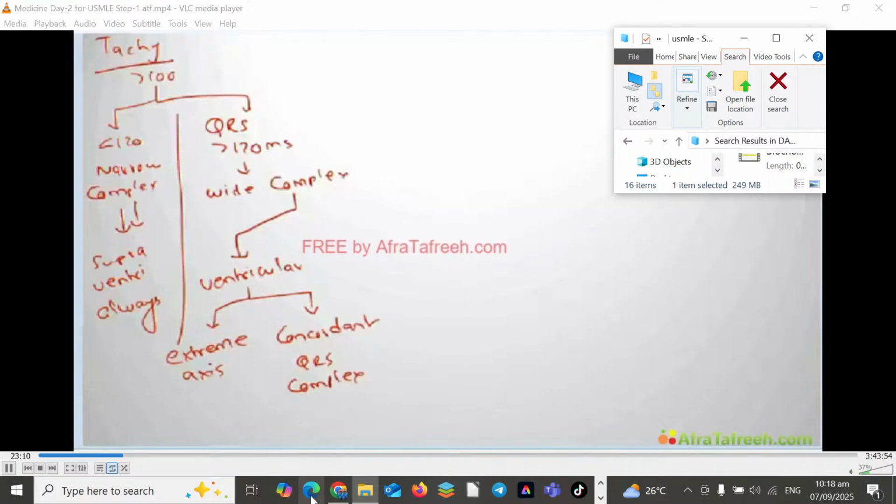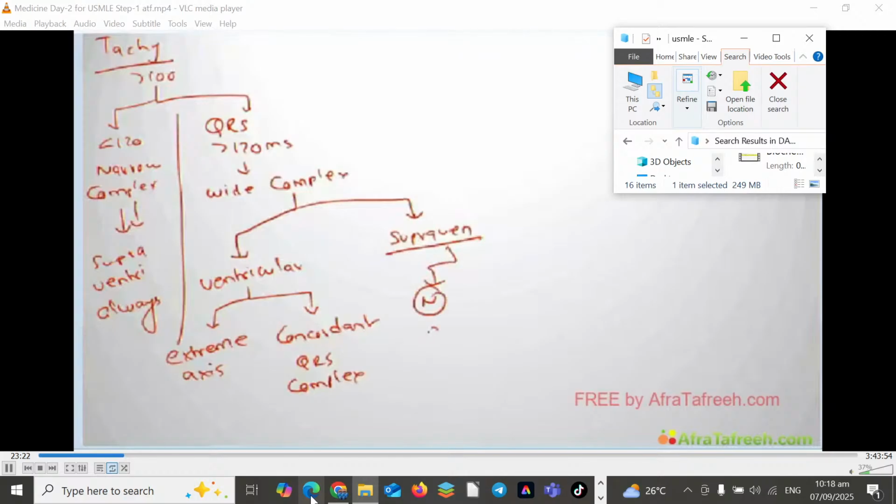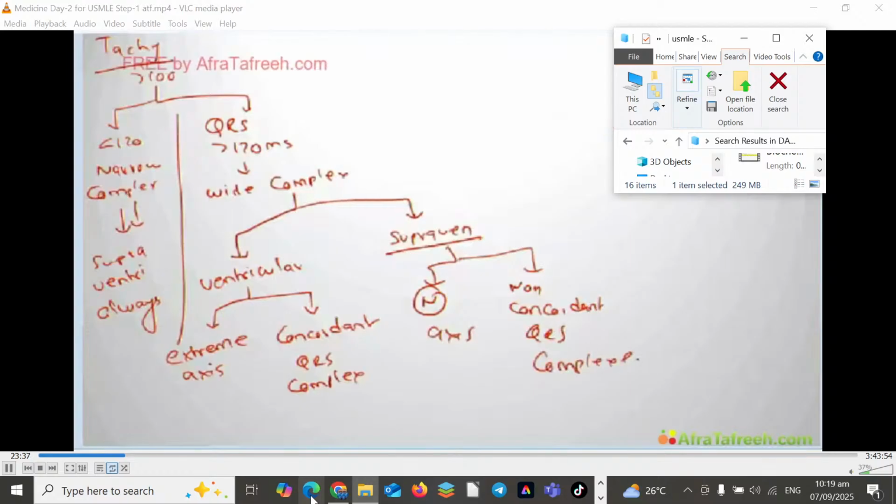When you're talking about a wide complex tachycardia which is supraventricular, it would have a normal axis and non-concordant QRS complexes. Are you clear with these points, with the amount of points that I've said?